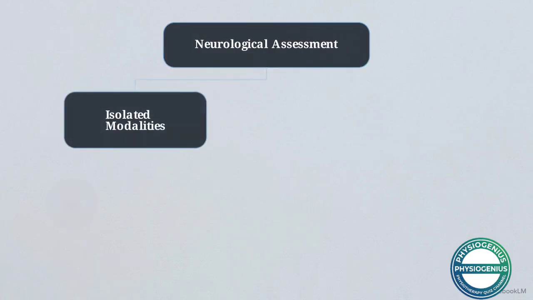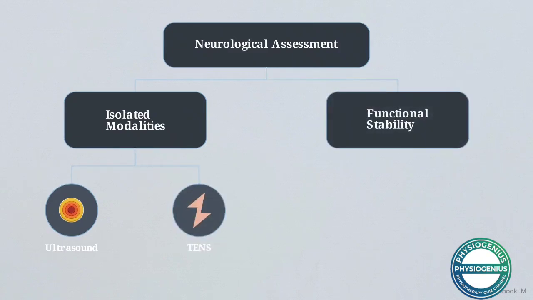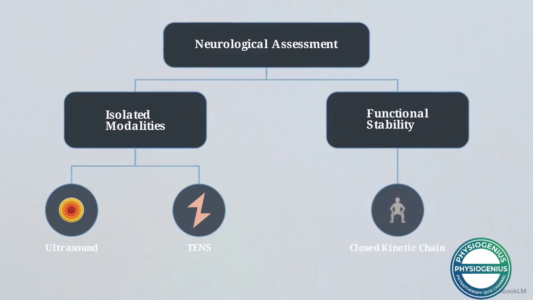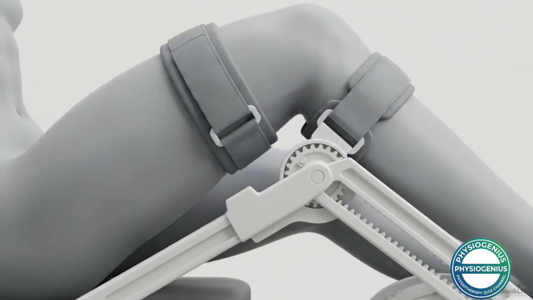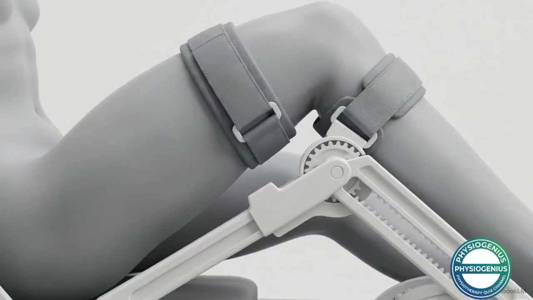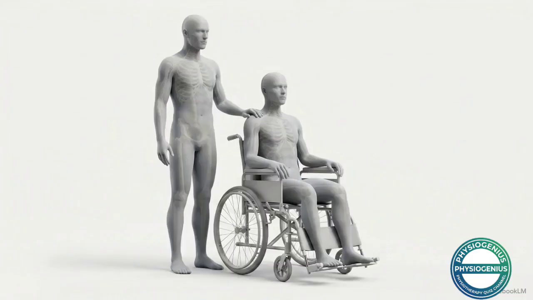Diagnostics drive the strategy. Hard data dictates isolated modalities, applying ultrasound for deep heating or TENS for localized pain relief. For functional stability, closed kinetic chain exercises, like squats, force multiple joints to bear weight. And when active movement is neurologically impossible, the protocol shifts entirely to preservation, deploying continuous passive motion devices to artificially move limbs, maintaining joint integrity. In neuromuscular pathology, rehabilitation demands the rigorous, lifelong mechanical management of a biologically compromised system.